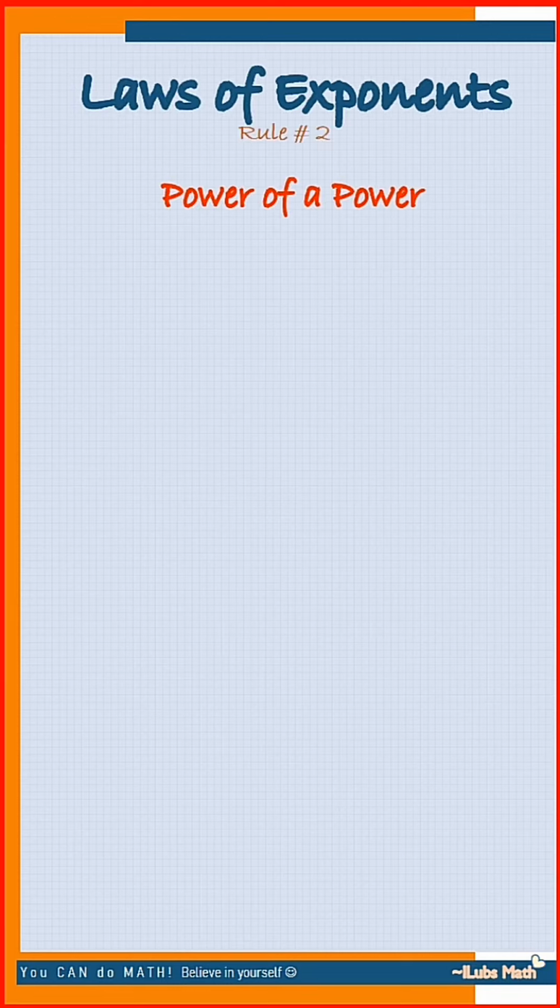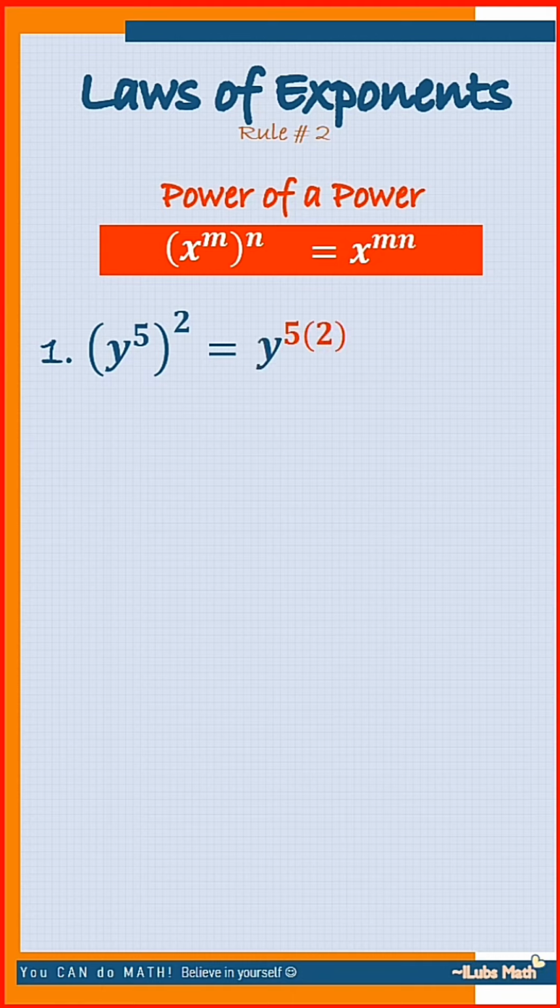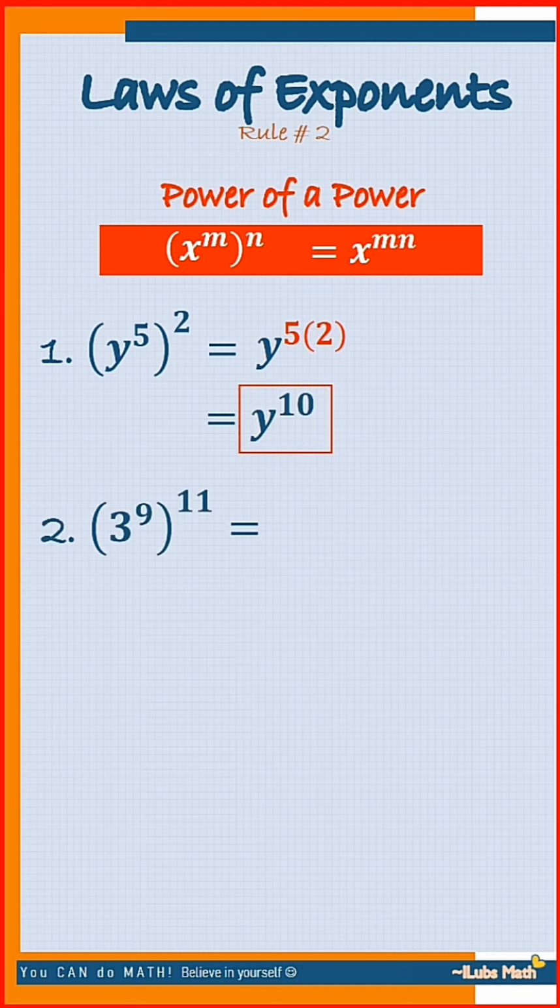Power of a power. The expression x to the power of m raised to the power of n is just equal to x to the power of m times n. That is, we multiply the powers or exponents. So y to the power of 5 squared is just equal to y to the power of 5 times 2, which is just equal to y to the power of 10. And if we have 3 to the power of 9 raised to the power of 11, this will be 3 to the power of 9 times 11. And we got 3 to the power of 99.